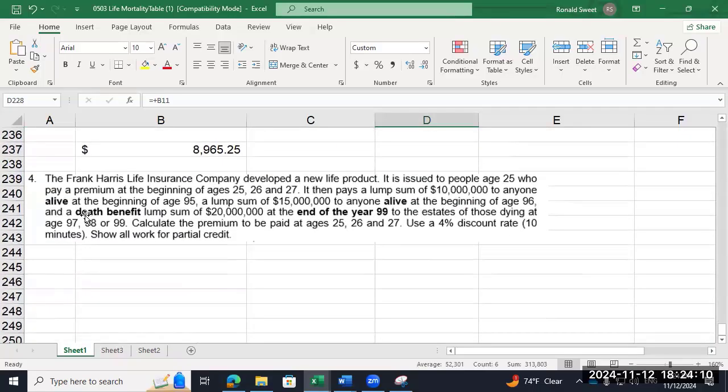So let's look through here. Frank Harris developed a new product. It's issued at age 25. You pay a premium at the ages 25, 26, and 27. All right, write those down. You already know what those are going to be.